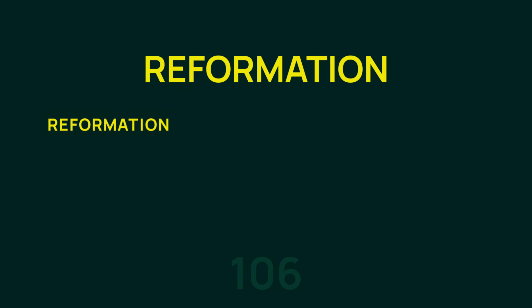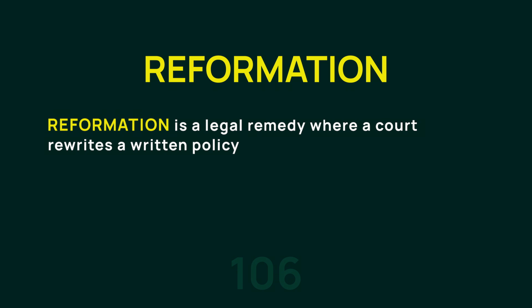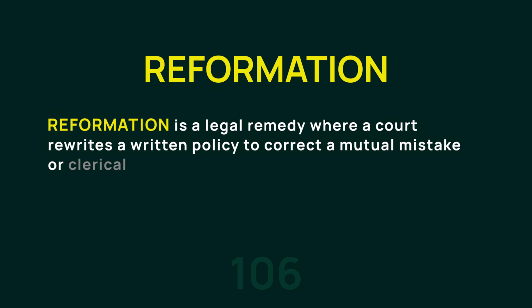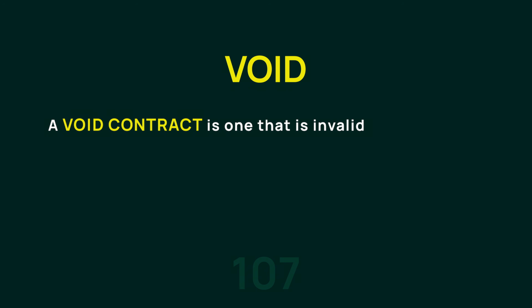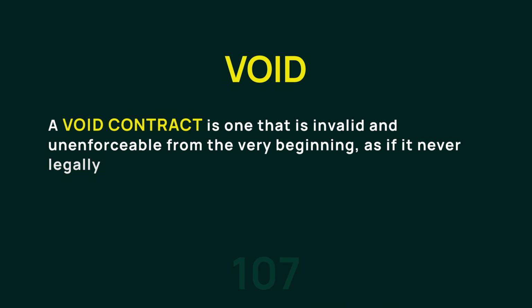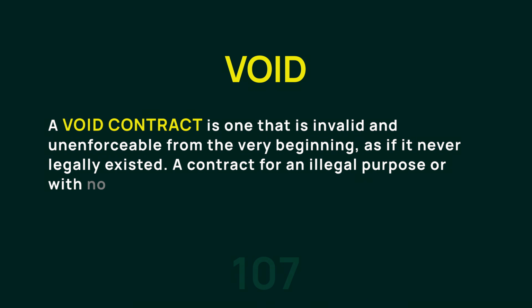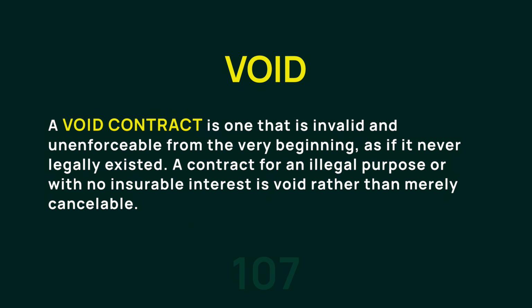Reformation. Reformation is a legal remedy where a court rewrites a written policy to correct a mutual mistake or clerical error. It changes the wording so the contract accurately reflects the parties' true intent. Void. A void contract is one that is invalid and unenforceable from the very beginning, as if it never legally existed. A contract for an illegal purpose or with no insurable interest is void, rather than merely cancelable.